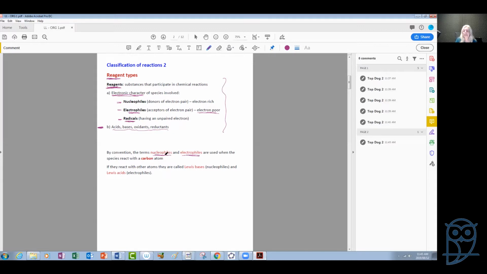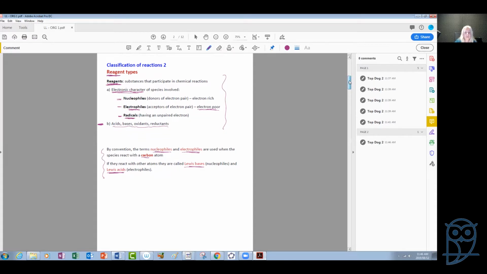But if these species react with other atoms which are not carbon, then we are more familiar with these species as bases or acids. In this case, because we are talking about donors of electron pairs and acceptors of electron pairs, these are classifications that we understand as Lewis bases or Lewis acids. Well, this is a parenthesis, really. You don't have to, strictly speaking, know that. But I thought it was quite interesting.